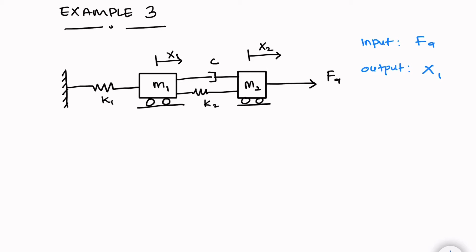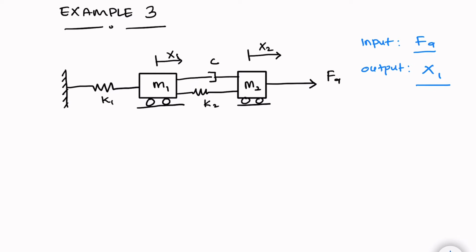Assalamualaikum and hi everyone. For example 3, we have a combination of two masses with two springs and one damper. The input to the system is external force Fa and the output of the system is x1.